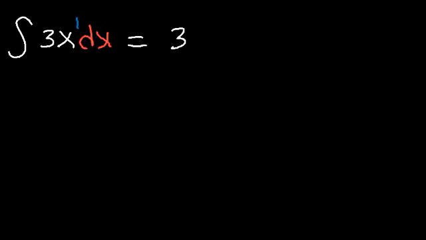Now, what is the antiderivative of 3x? Go ahead and try this one. Now, if you see an x variable, there is an invisible one. That's the exponent. So we could use the same power rule. It's going to be 3x to the 2nd power divided by 2 plus c.